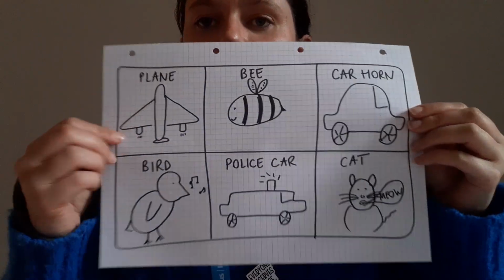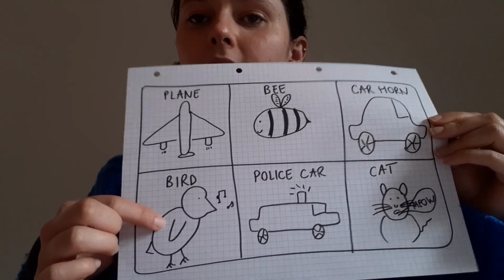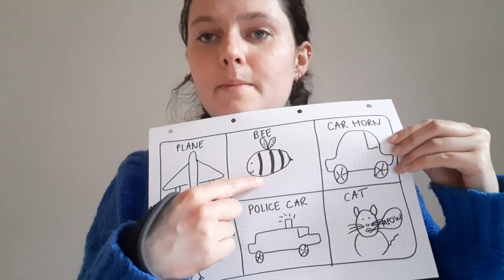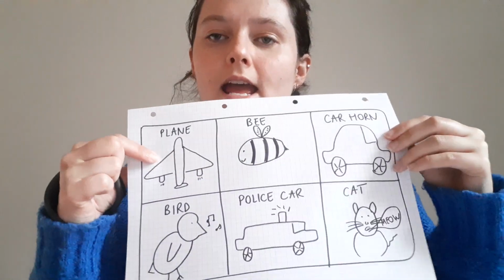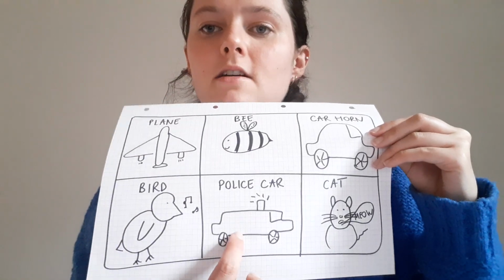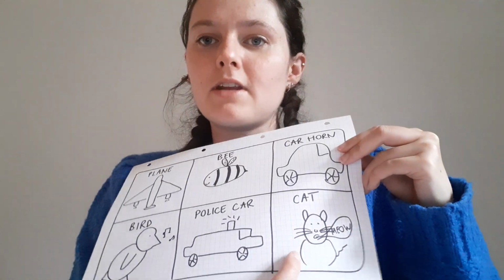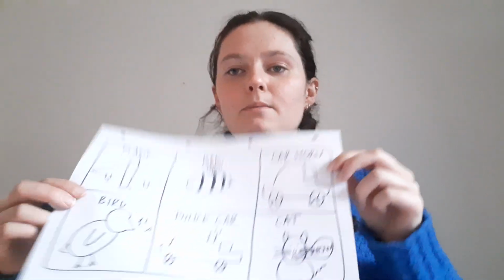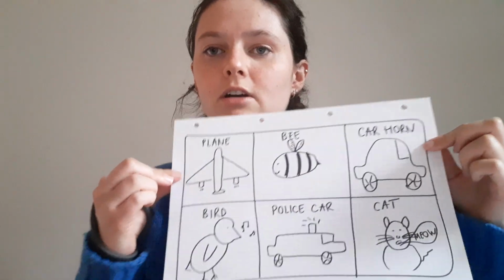And then on this one that I made, we've again got the car horn and the bird singing, but different to the other card, we've got maybe the sound of a bee buzzing around, the sound of a plane. This time I've put a police car instead of just the general siren. And we've got a cat meowing.